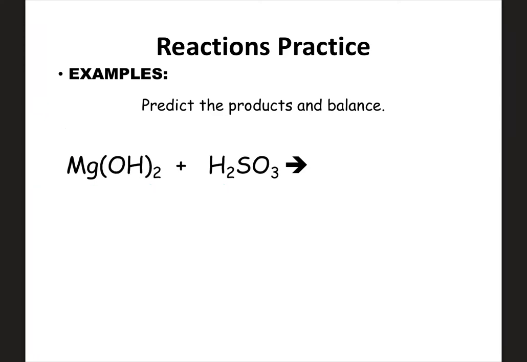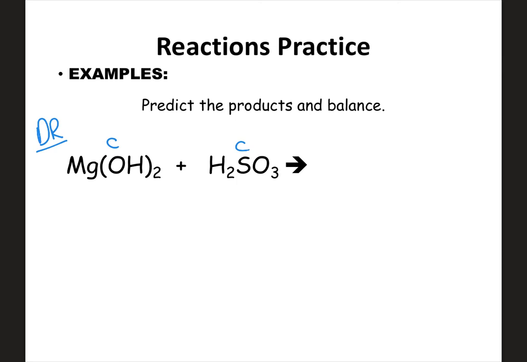So the last example we're going to try here, again, you can pause it, try it, see how you do, but we need to always analyze the reactants first. Mg(OH)2 is our compound, okay? H2SO3 is a compound. Compound plus compound is the definition of double replacement. So in your head, you need to be thinking, what does double replacement mean? All right, that means 2 things are going to switch spots.